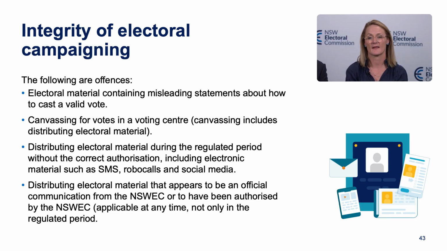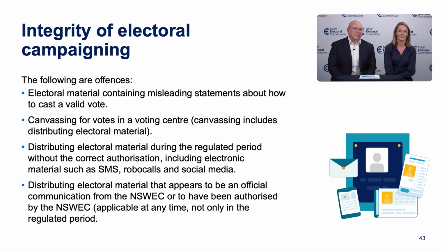Now, there are criminal offences that electoral participants need to be aware of, and they include electoral material containing misleading statements about how to cast a valid vote, canvassing for votes in a voting centre, distributing electoral material during the regulated period without the correct authorisation, including electronic material such as SMSs, robocalls and social media, and the distributing of electoral material that appears to be an official communication from the New South Wales Electoral Commission or to have been authorised by the New South Wales Electoral Commission. Now, that's applicable at any time, not only restricted to the regulated voting period.